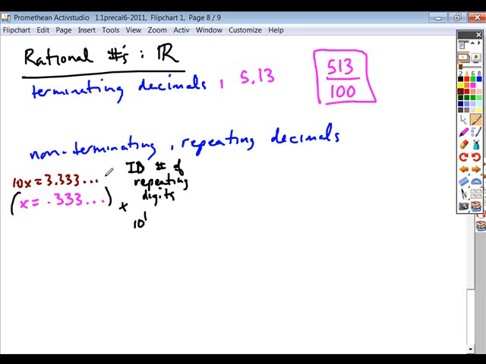Okay, the whole reason we choose to do it this way is now when we subtract both sides, we get 10x minus x, which is 9x. The repeating values should always line up above each other. So when you subtract 0.333 from 3.333, the repeating parts cancel. We're left with 3 minus 0, which is 3. And then we can just solve for our x by dividing both sides by 9 in this case, simplify our fraction, and we confirm the rational form of that repeating decimal.